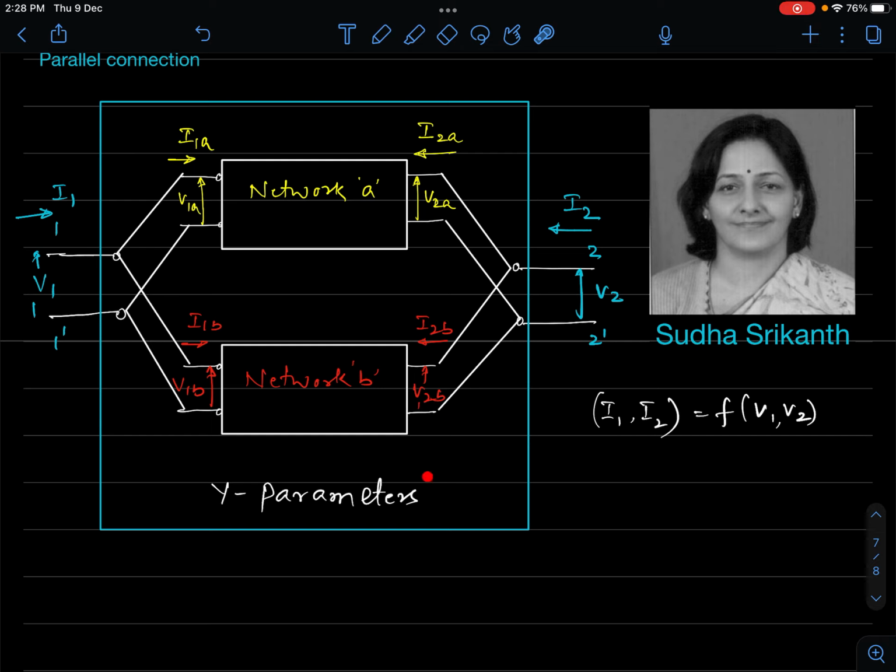Y parameters? Why not any other parameter? It is because it is easy to obtain Y parameters when two networks are connected in parallel, like how Z parameters are a convenient set of parameters when two networks are connected in series. Y parameters are easier to obtain when two networks are connected in parallel. And if we are interested in, let us say, ABCD parameters, from Y parameters we will get ABCD parameters. That's what I'm trying to say here.